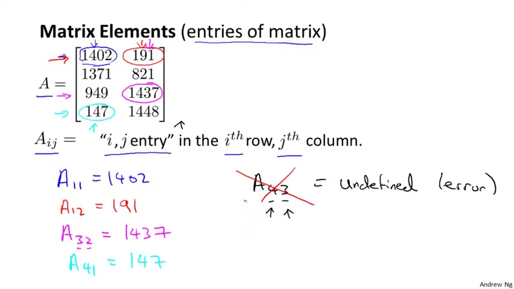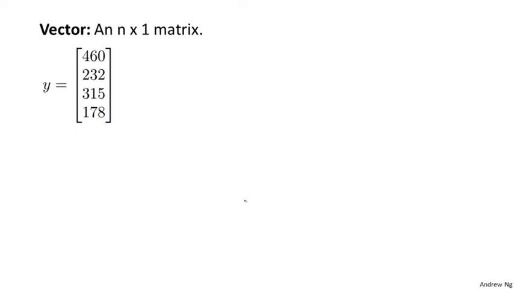So that's what a matrix is. Next, let's talk about what a vector is. A vector turns out to be a special case of a matrix.